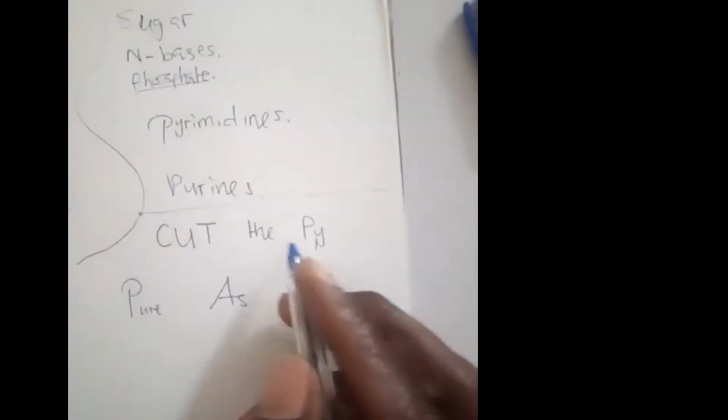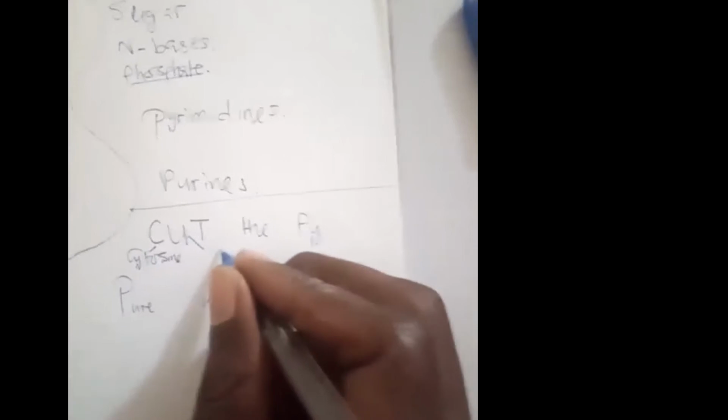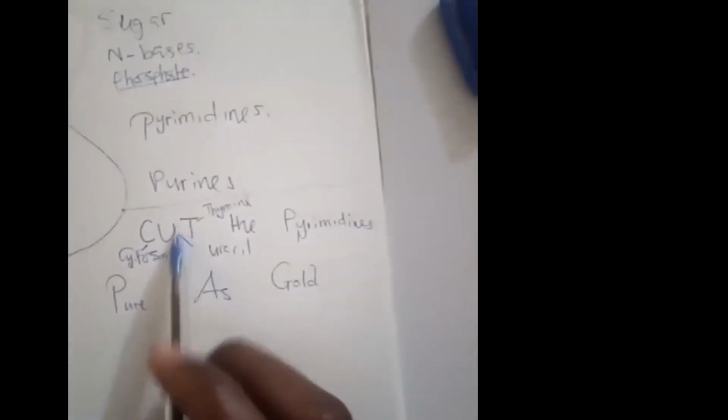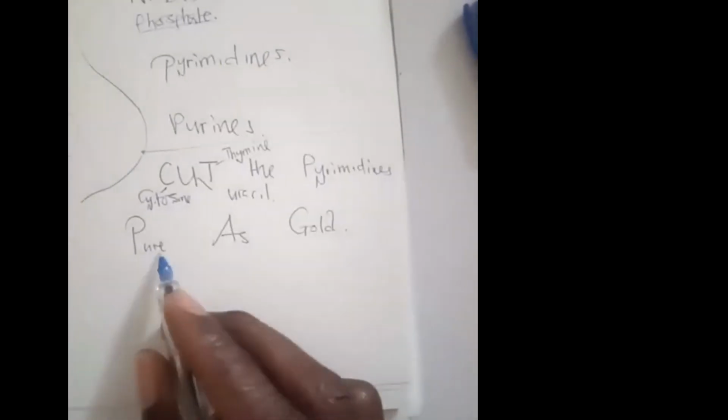When we say cut the pie, we mean that there are three pyrimidines. C is for cytosine, U is for uracil, and T is for thymine. So cytosine, uracil, and thymine are pyrimidines. That is how you remember, by simply using the phrase cut the pie, you are able to figure out which ones are pyrimidines and which ones are purines. Then pure as gold, the pure stands for purines.